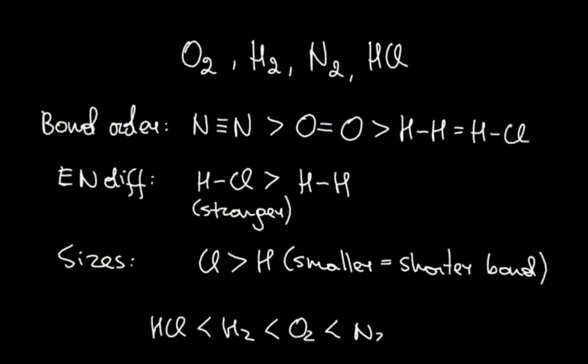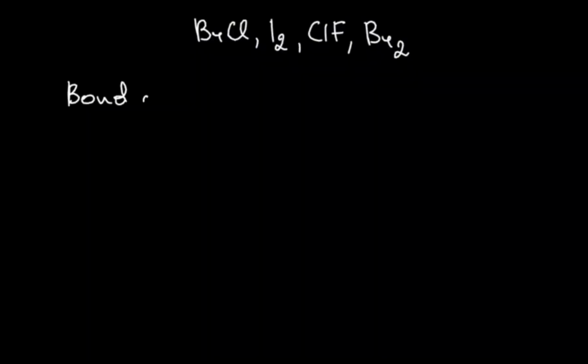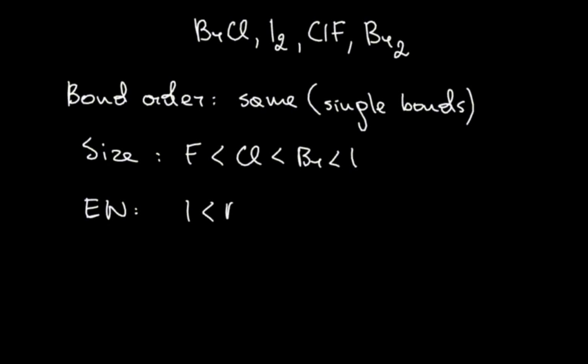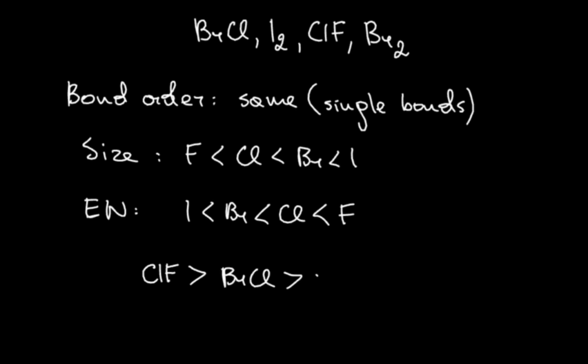Let's look at another example and adapt the same principles. In all of these structures, the bond order is the same. So let's compare atom sizes and electronegativity differences. Regarding the sizes, fluorine is the smallest one, then chlorine, bromine, and iodine has the largest radius. Also, iodine has the smallest electronegativity, then bromine, chlorine, and fluorine. So the strongest covalent bond will be in ClF, then BrCl, Br2, and the weakest covalent bond is in I2.